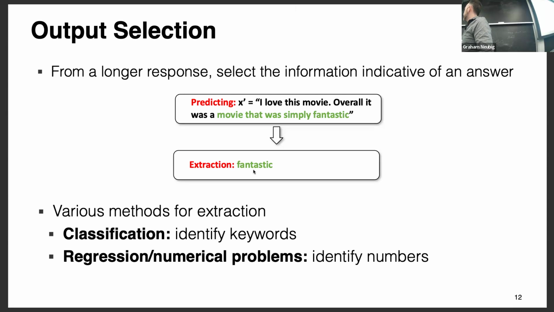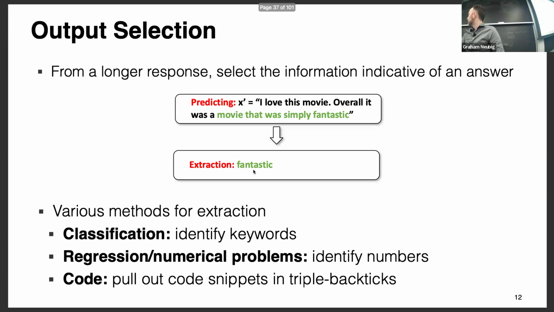Another thing that's pretty common is for regression or numerical problems, you identify numbers and pull out the numbers and use those numbers as the answer. For code, you can pull out code snippets in triple backticks and then execute the code, for example. So all of these things are basically heuristic methods, but they can be used to pull out the actual answer that you want from the text that's generated by the model. Cool. Any questions about that?